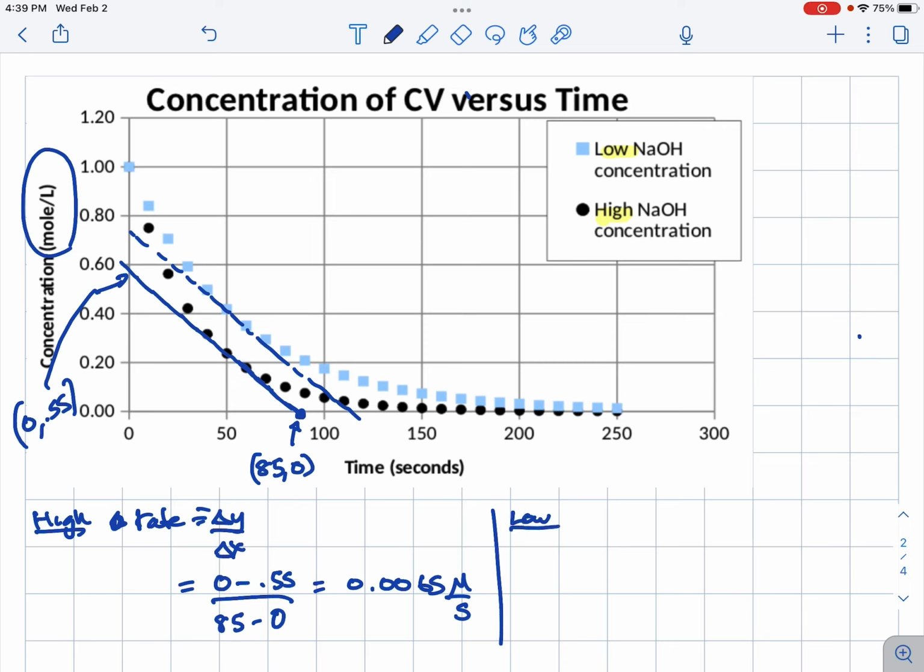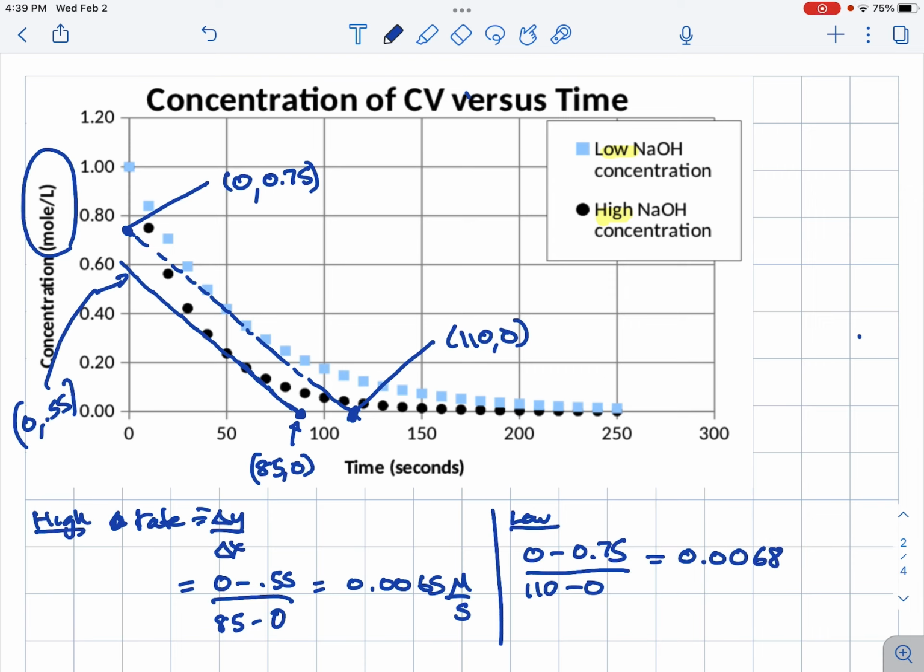For the low concentration reaction, let's see. We're going to call this data point here 110, 0. And this one over here, we're going to call 0.75. Okay, and again, if you assign these a little differently than me, that's okay. All right, so it's going to be 0 minus 0.75 over 110 minus 0. We're going to crunch that. So that's going to give us 0.0068.